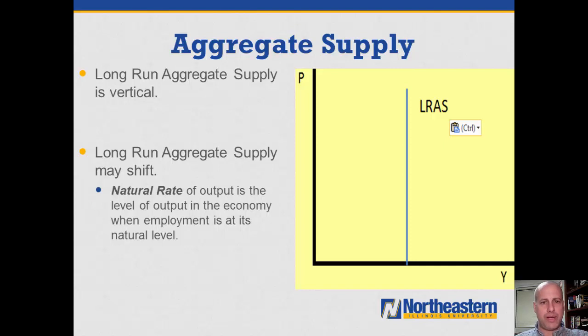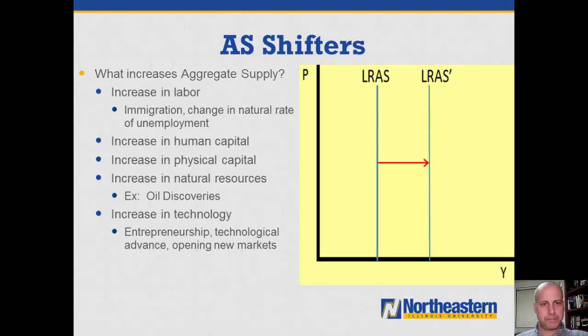The natural rate of output is the level of output in the economy that's consistent with the natural rate of unemployment. That is, when the economy is operating at equilibrium. In equilibrium, remember, there is some level of unemployment as people change jobs and enter and leave the labor force. So the natural rate of output is the one that's consistent with the natural rate of unemployment.